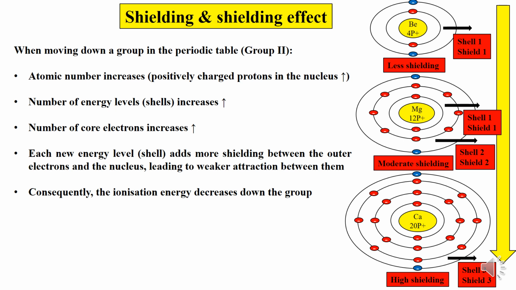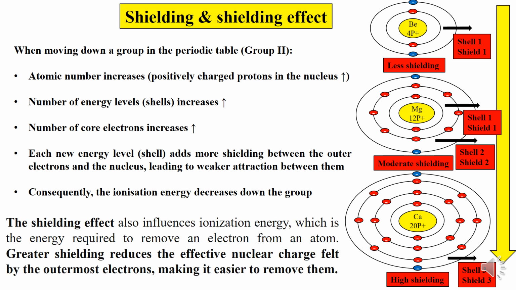So what is ionization energy? The ionization energy is the energy required to remove the electron from the valence shell of a particular atom. So the shielding effect, as I told you, also influences the ionization energy, which is the energy required to remove an electron from the atom. So greater shielding reduces the effective nuclear charge felt by the outermost electrons, thereby making it easier to remove them. Now the meaning and concept of ionization energy and effective nuclear charge will be explained in detail in my next video.